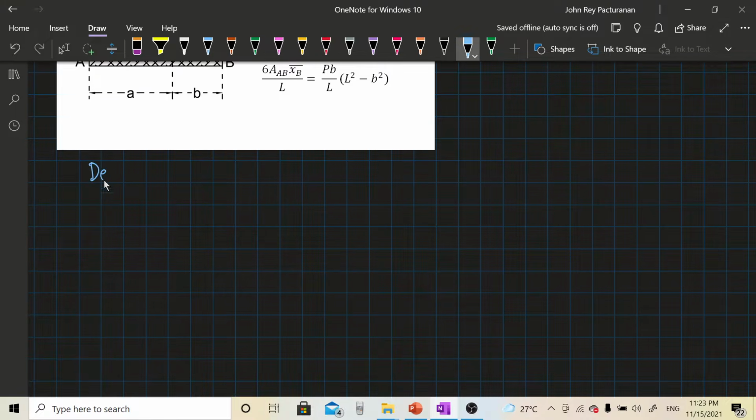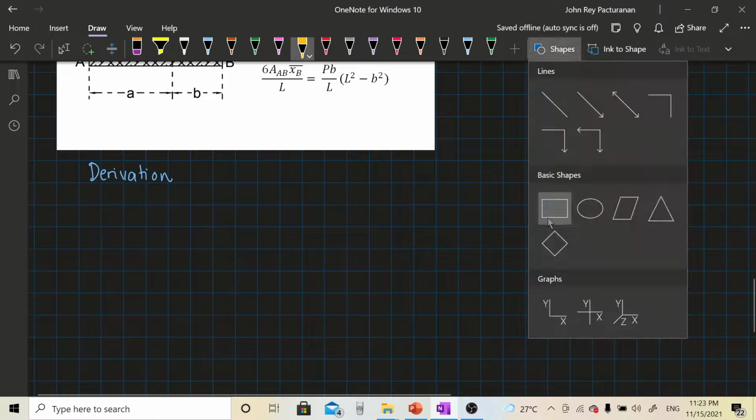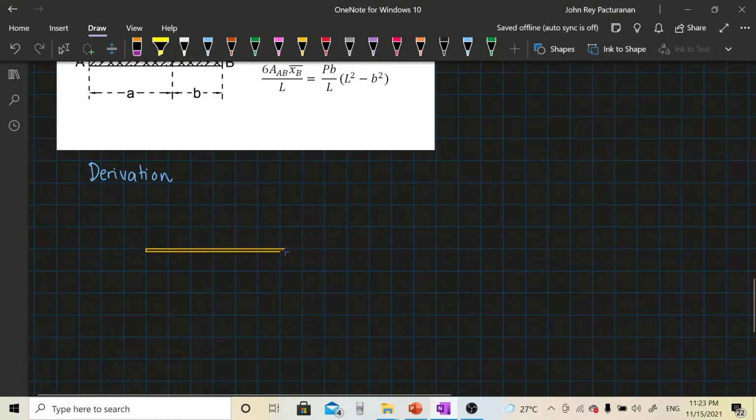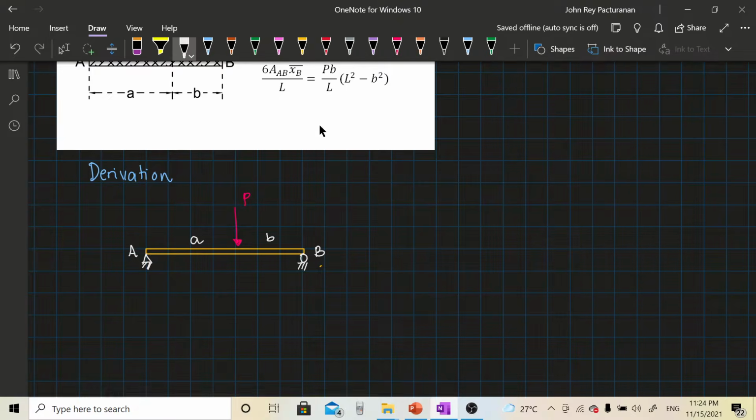So, let's derive na lang, no? So, derivation tayo ng formula na yan. So, i-assume natin na yung span AB natin class is simply supported. Ganun naman talaga ang mangyayari dyan. So, the span AB is simply supported. And let's place the support P here. So, this is P. And let's say, ito yung distance A and ito yung distance B.